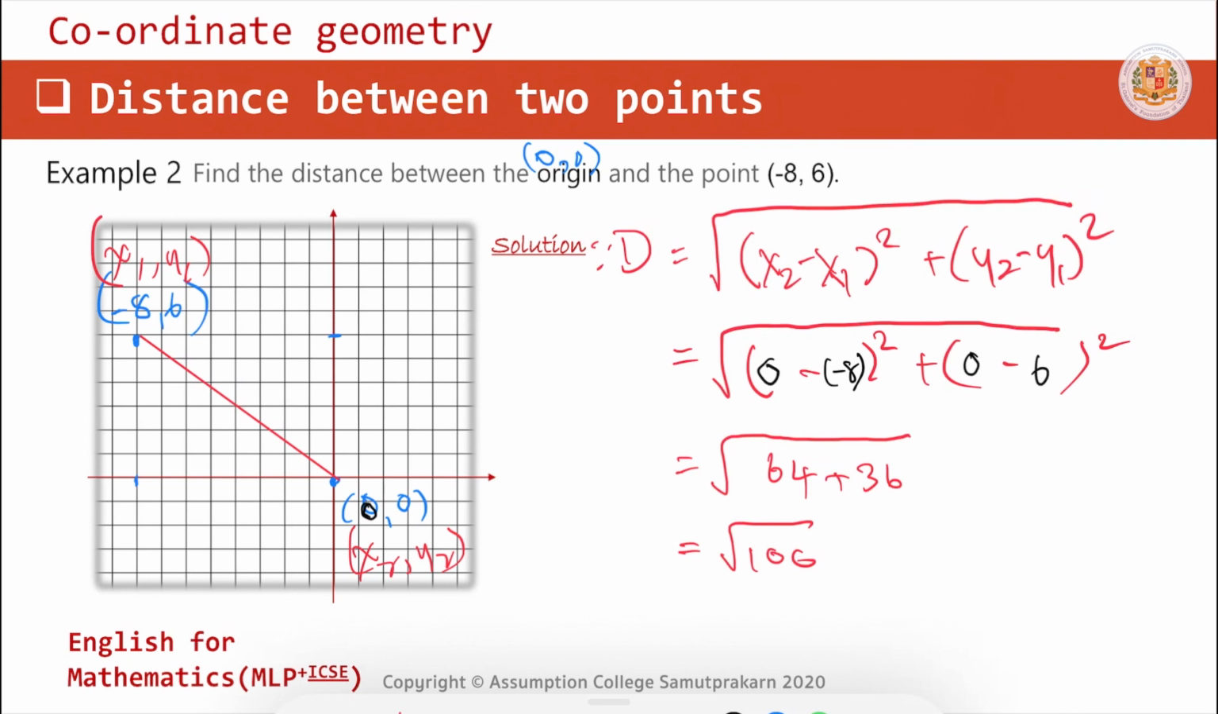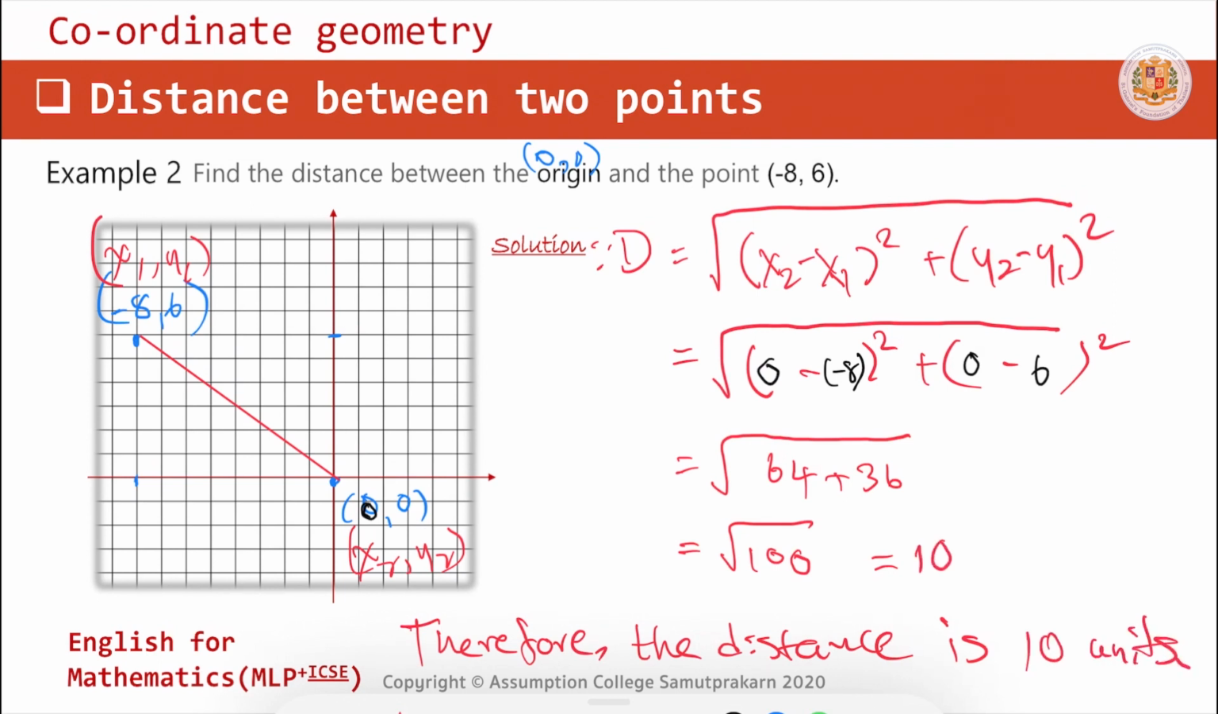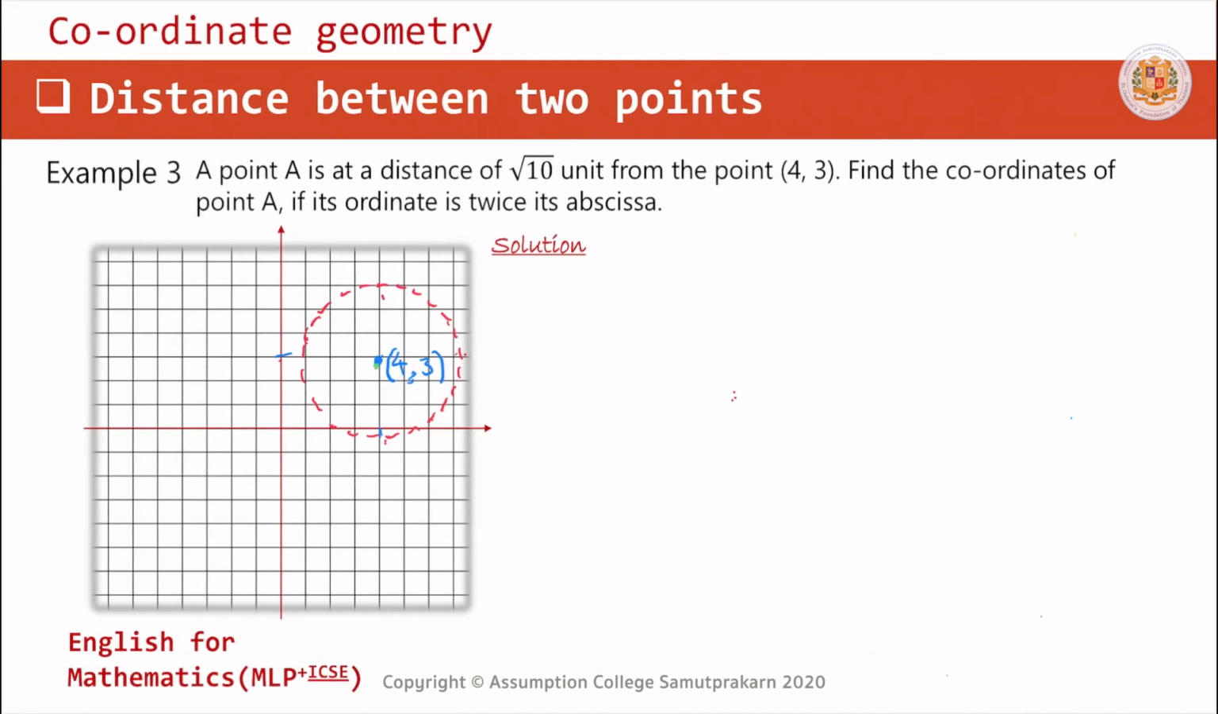So that means this distance, therefore, I can use the words therefore or hence, the distance we are looking for is actually equal to 10. Okay, 10 units. That's the answer for example 2.